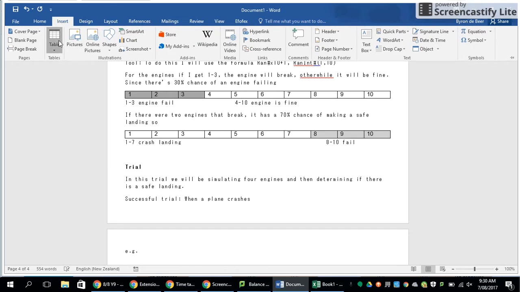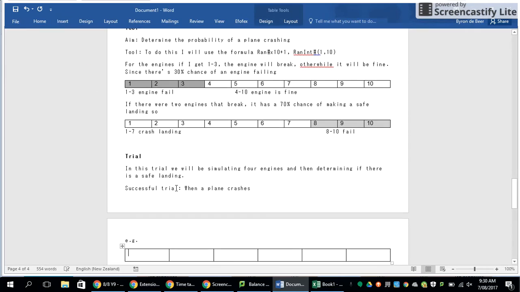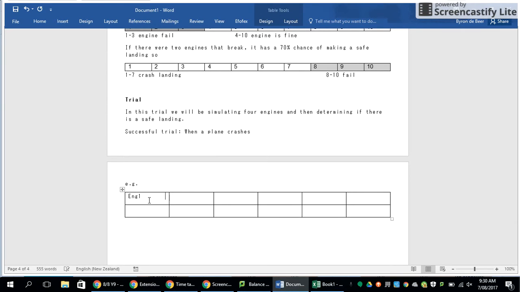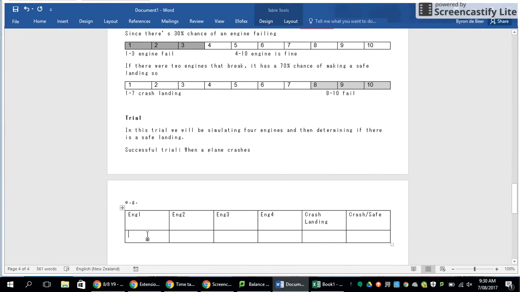So I'm going to just insert a table. We've got 4 engines plus maybe a crash landing there. Oh, and we just need to insert below. So if we have it as eng 1, eng 2, eng 3, eng 4, we may have to do a crash landing, but we might not, and crash or safe. So if we had these numbers, an example, and maybe for you, you might want to do the simulation first and then just leave space to do these examples.